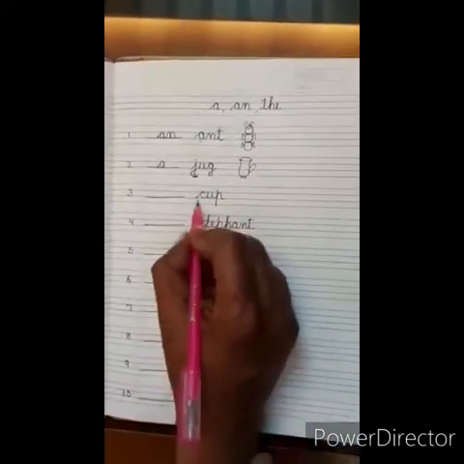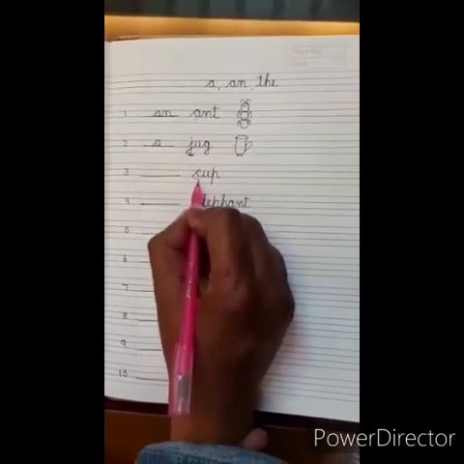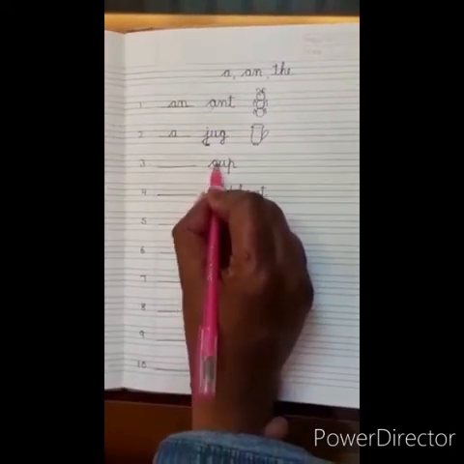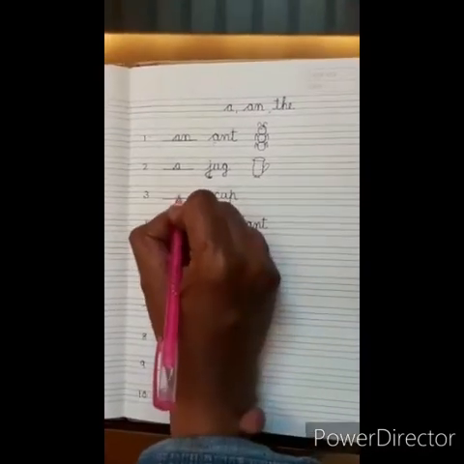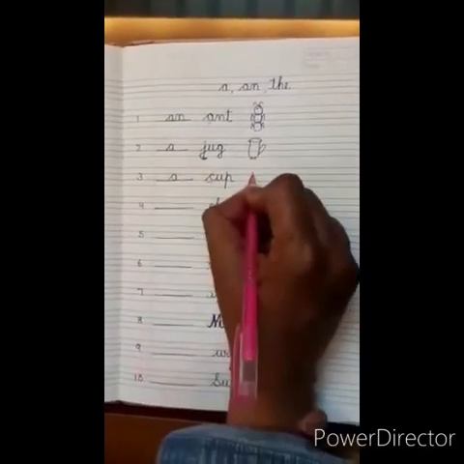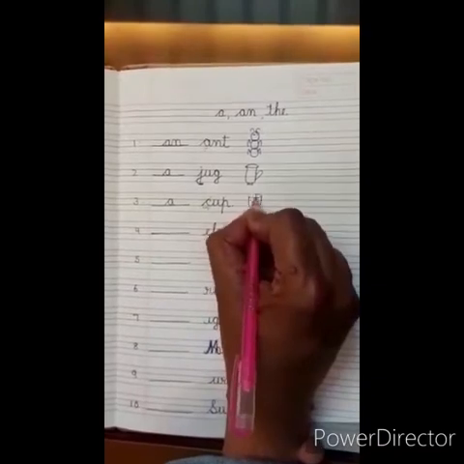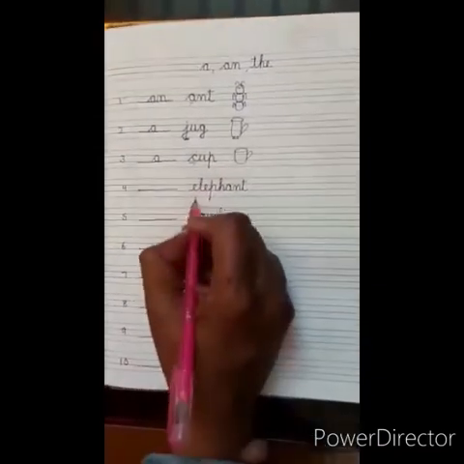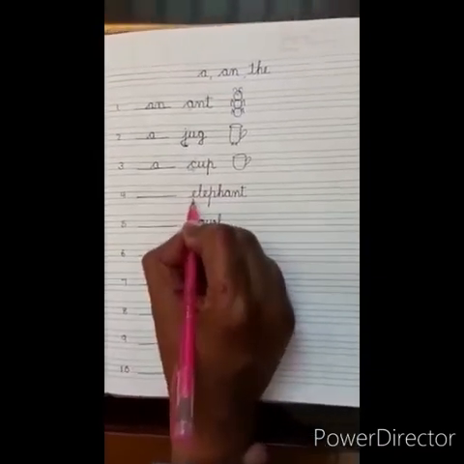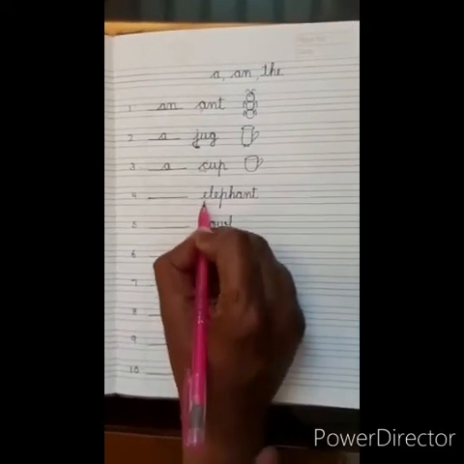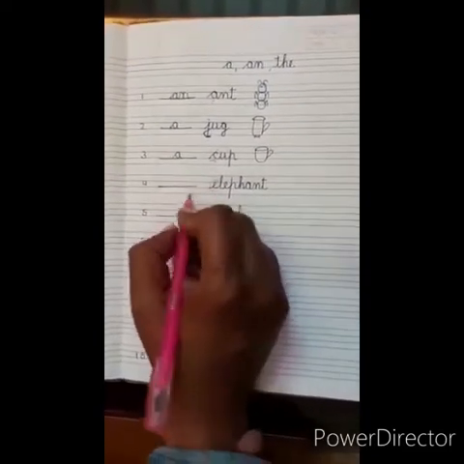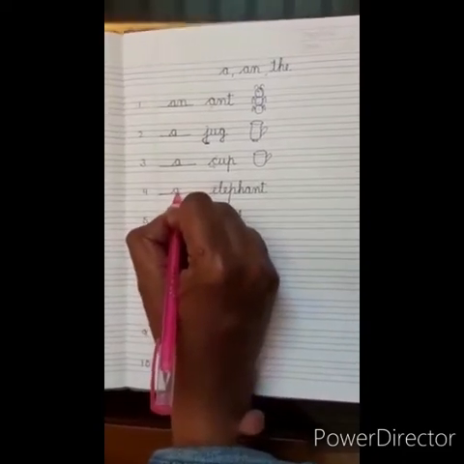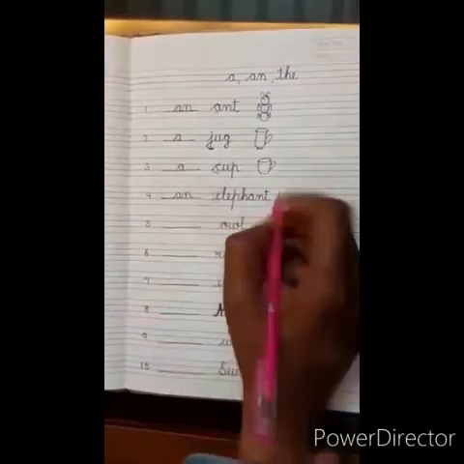Now next one is cup. The first letter is C and C is a consonant, so here we use a cup. Now next one is elephant, and the first letter is E. E is a vowel, so here we use vowel's best friend an elephant.